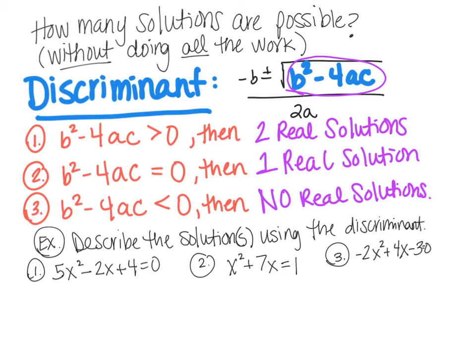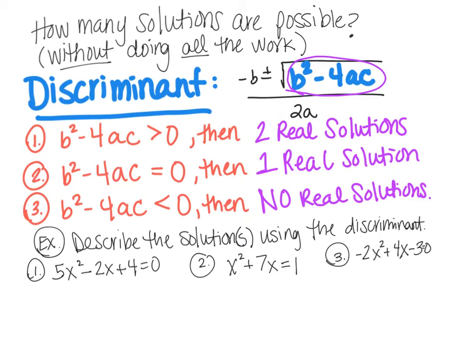Okay, so we've really got 3 scenarios that we're going to use the discriminant for. The first scenario is when I calculate that discriminant, is it greater than 0?